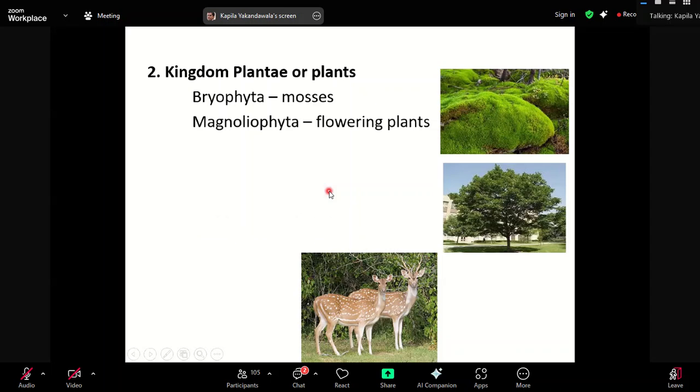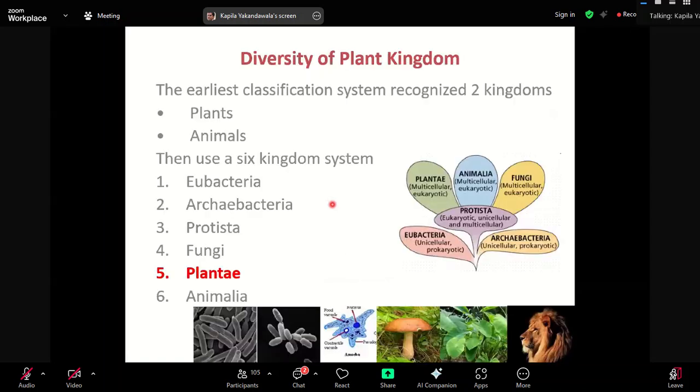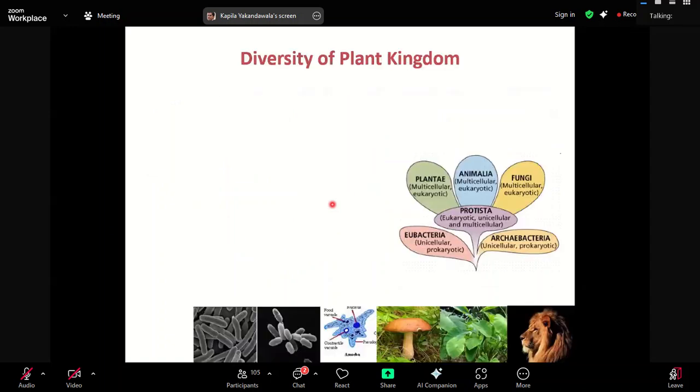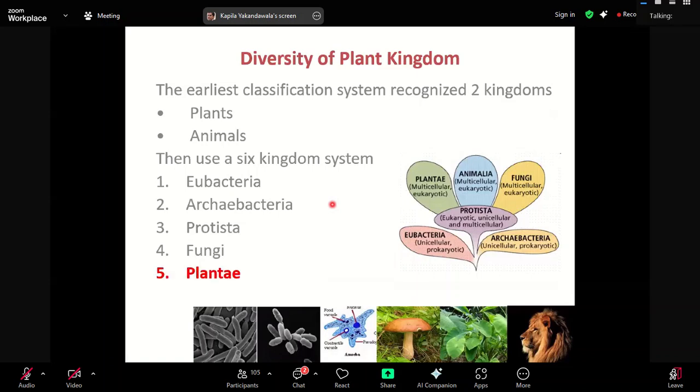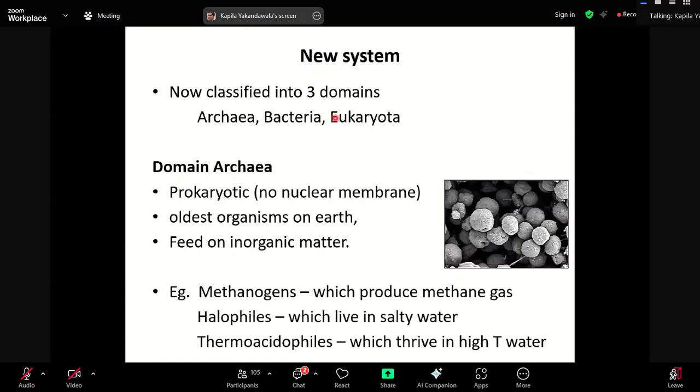So in the latest classification, we divide all the organisms into three domains: archaea, bacteria, and eukarya. Archaea and bacteria both contain prokaryotic organisms, the primitive organisms. Eukaryotes, or higher animals and plants, belong to the domain eukarya.